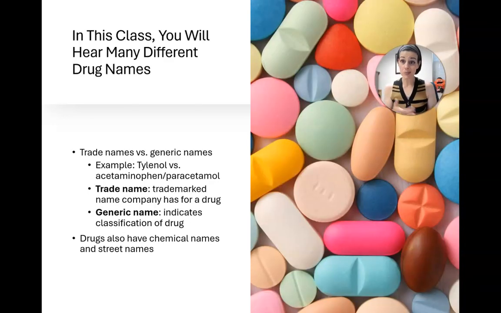Now, in this class, when we're talking about different types of drugs, you're going to hear a lot of different drug names. And I want to make a distinction between what we would call a trade name and what we would call a generic name.